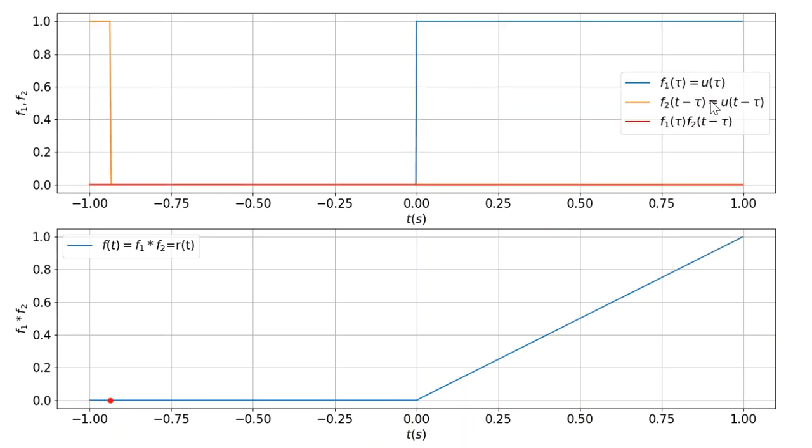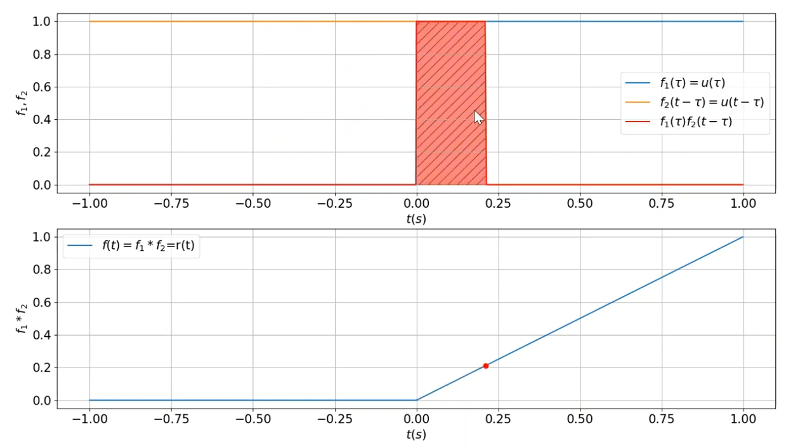Okay? And just to call it out, f1 of tau is u(tau), f2 is u(t minus tau), right? And then this is just them multiplied together, which we're shading with that.